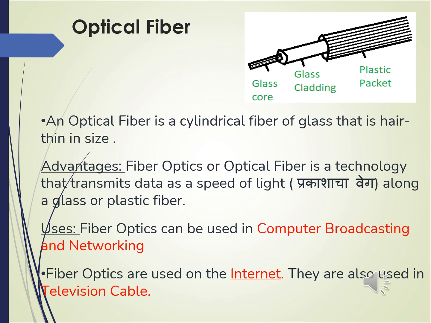The last type of cable is optical fiber. As you can see in the diagram, the inner core is made up of glass. Outside of that, there is a glass cladding, and outside of that, there is a plastic jacket. These types of wires are very thin in size. That is one of the advantages of optical fiber. The second advantage of optical fiber is that they transmit data at the speed of light. So it is the most efficient cable among all the cables.